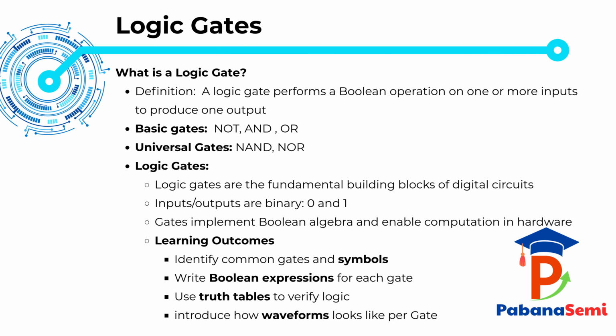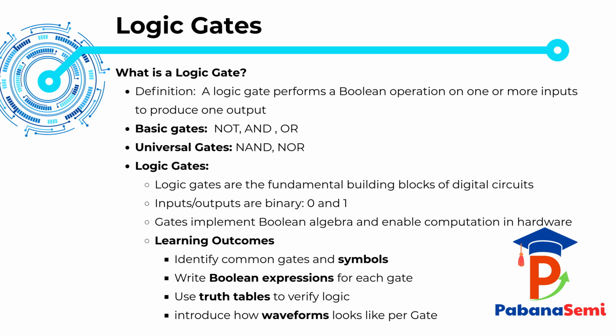A logic gate is a basic digital circuit element that performs a Boolean operation on one or more inputs and produces a single output. In digital electronics, we work with only two signal levels, 0 and 1. These represent low and high logic states. Using these binary values, logic gates implement Boolean algebra, which is the foundation for how digital hardware makes decisions and processes information. We begin with the fundamental gates, NOT, AND, and OR.